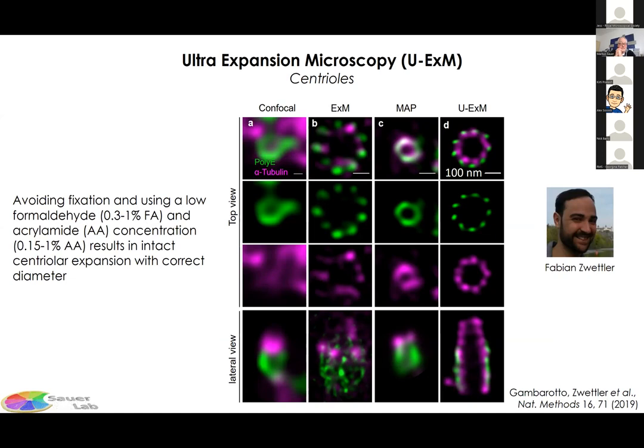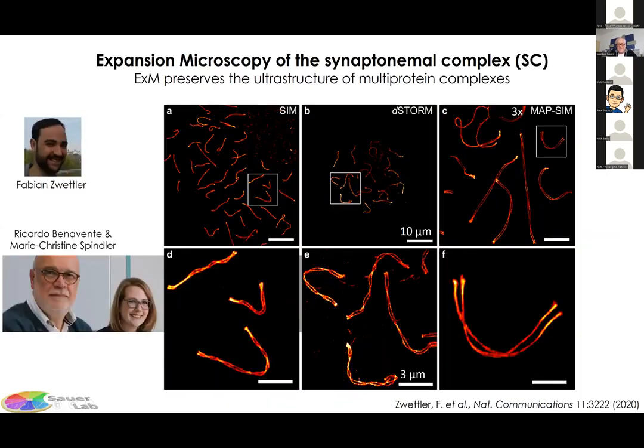Therefore, we tested and further optimized these protocols and came up with the ultrastructure expansion microscopy protocol. The trick was that you have to almost completely avoid fixation and use a lower formaldehyde and acrylamide concentration. By doing this, you can preserve the ultrastructure of centrioles. This is exactly what you expect from poly E and alpha tubulin in the long filaments. And you see here also in frontal views exactly how a centriole should look.